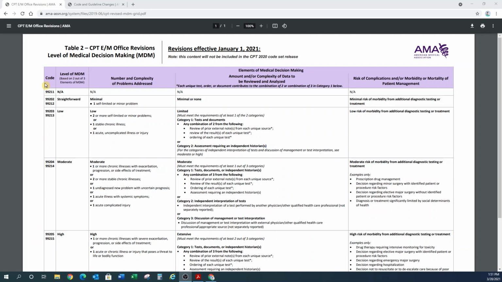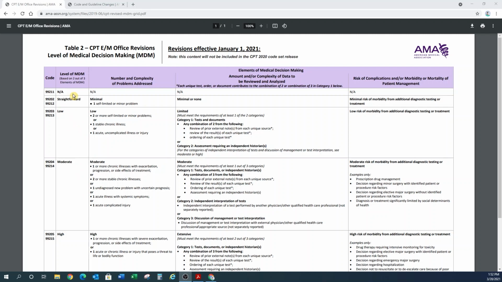Then the next column is level of medical decision making. There's a little note in there that says based on 2 out of 3 elements of medical decision making. That's important because it's telling us that in order to select one of these office visit levels, it has to have met at least 2 out of 3 elements within that particular level to qualify to be used. We'll talk about that some more in a little bit, but the level of medical decision making is either straightforward, low, moderate, or high.